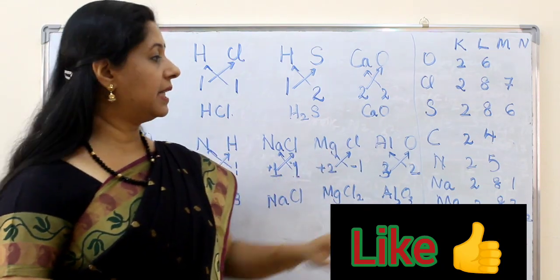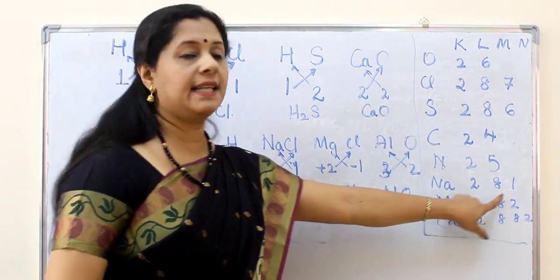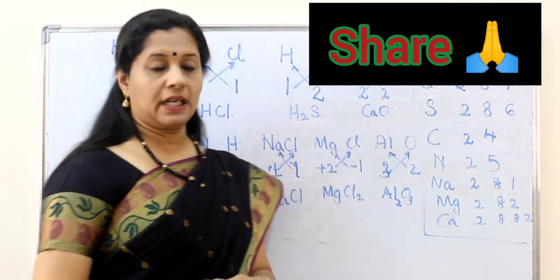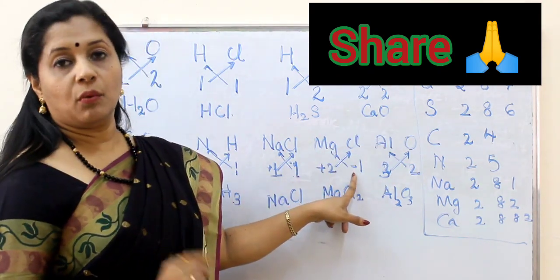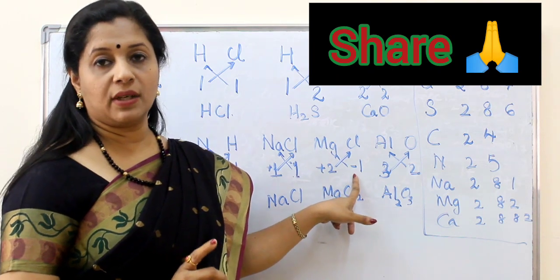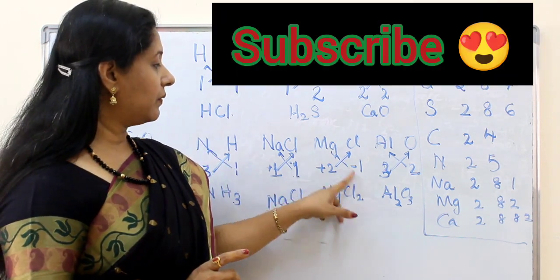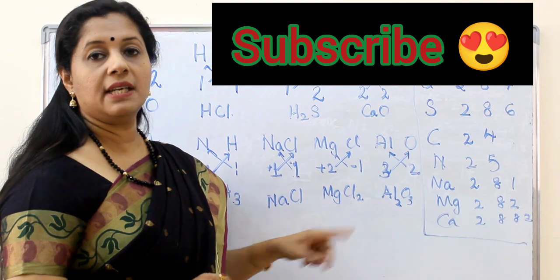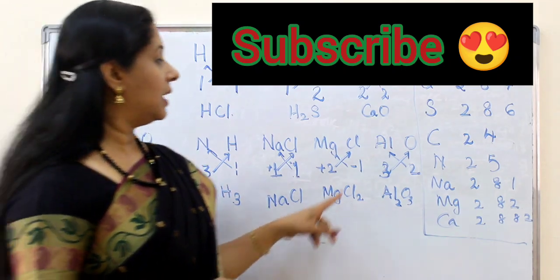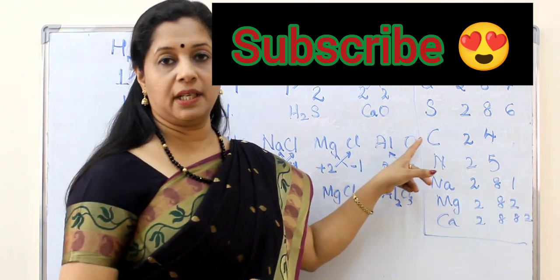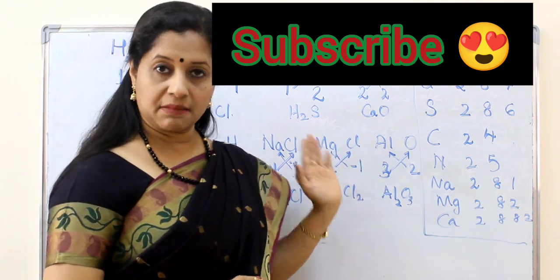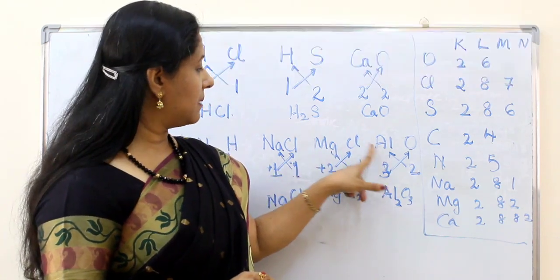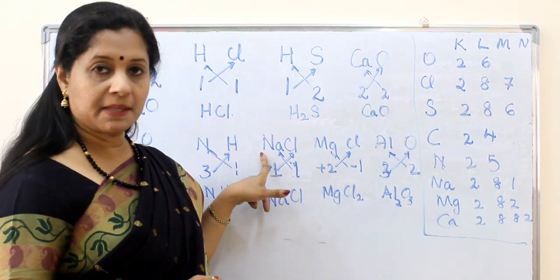Magnesium chloride. Magnesium is 12. So 2, 8, 2. It will leave 2 electrons. So 2 plus we write. Whereas chlorine receives, one atom of chlorine can receive only 1. So -1. So when we crisscross it will become MgCl2. Then aluminium oxide, aluminium and oxygen we wrote. So whenever one metal and one non-metal comes, we write metal first. So aluminium is metal, here magnesium is metal, here sodium is metal.